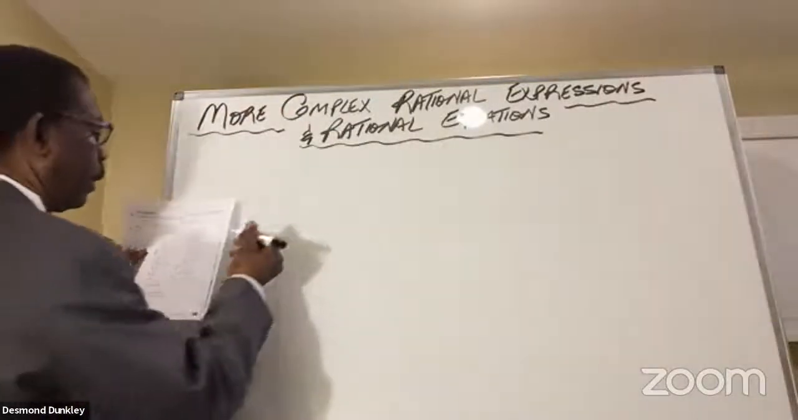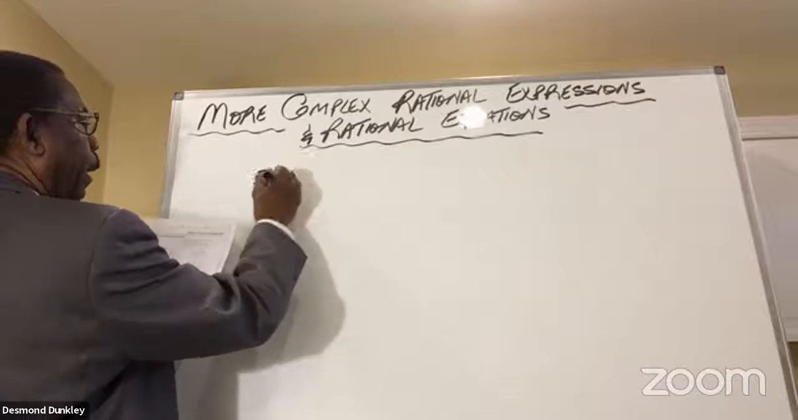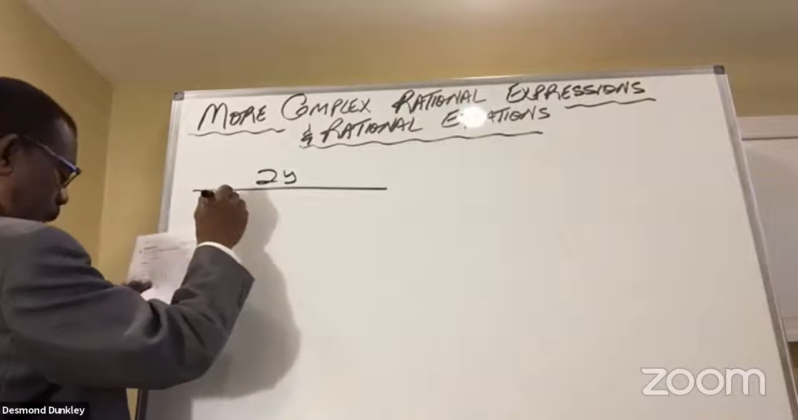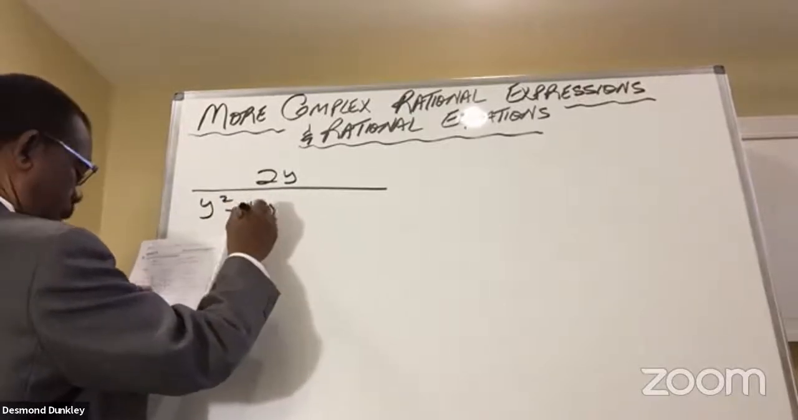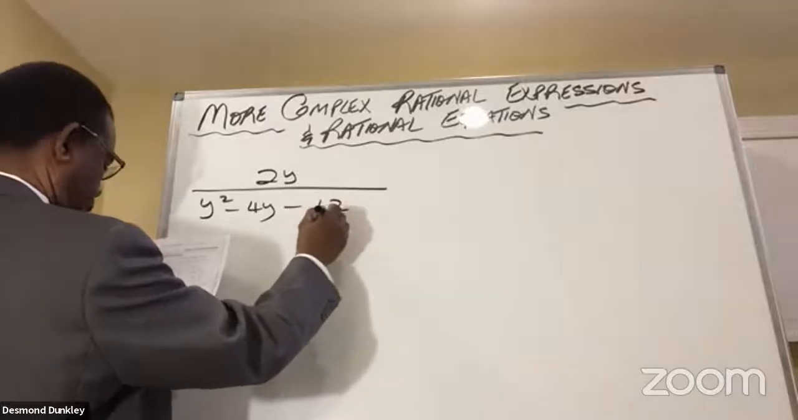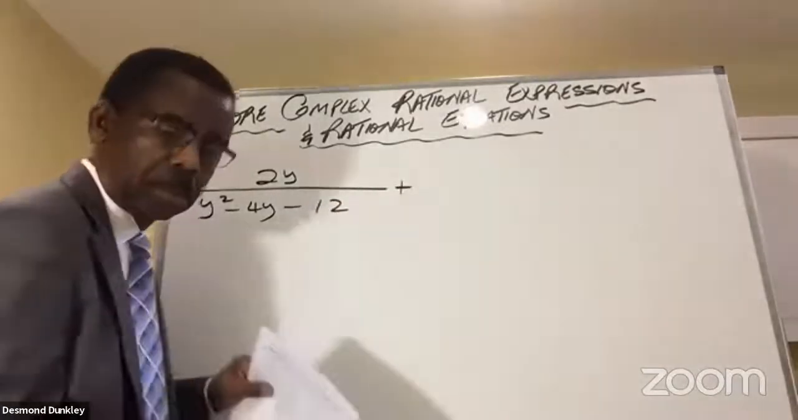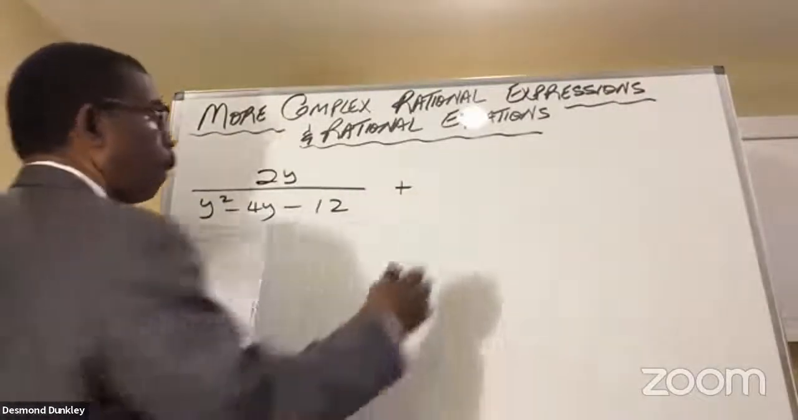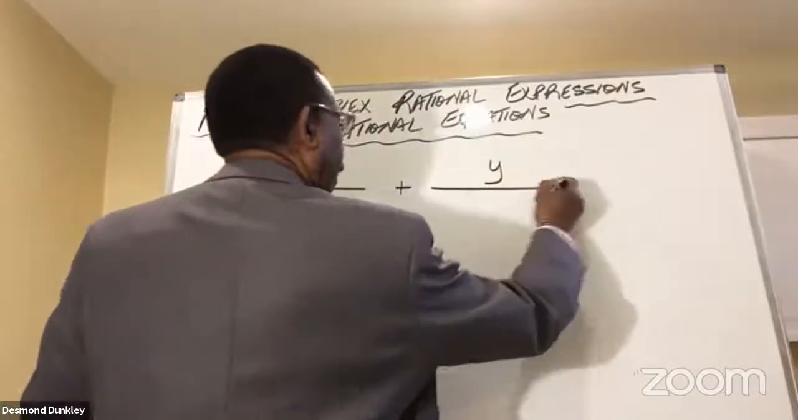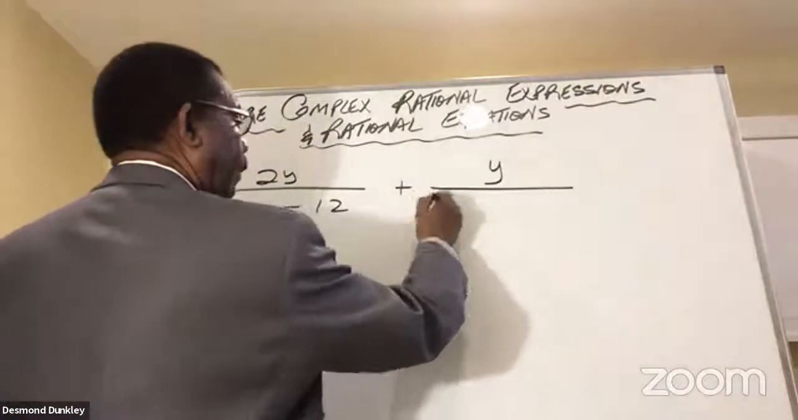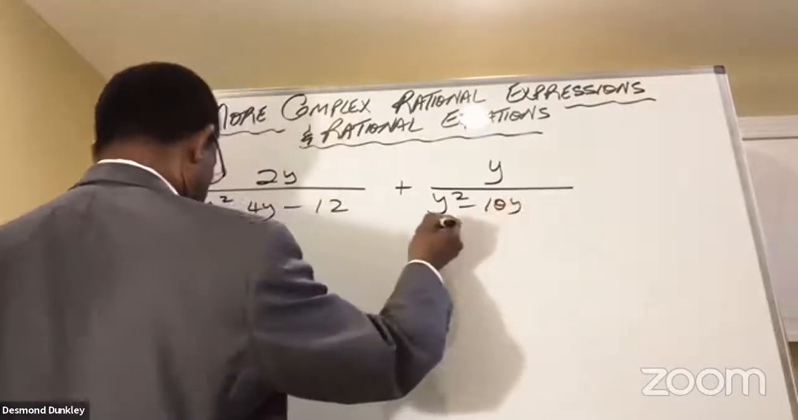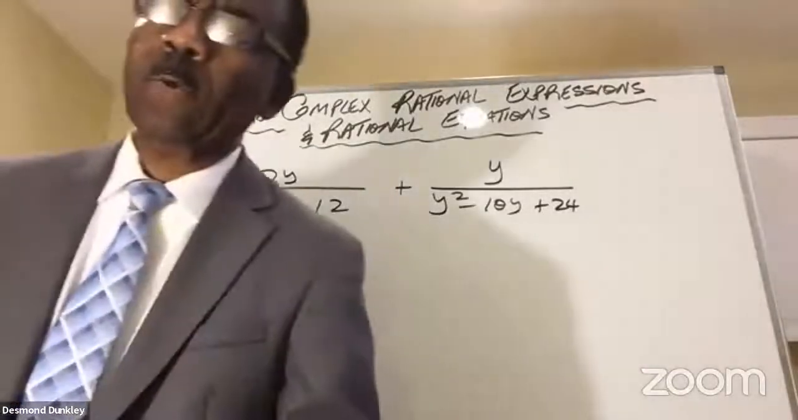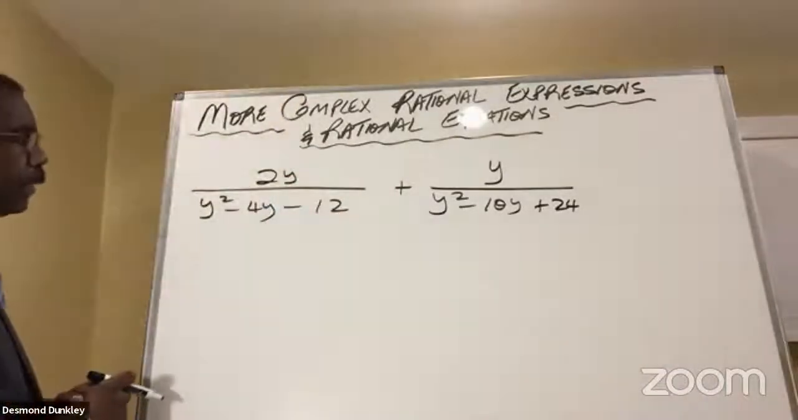Final question is 2y over y squared minus 4y minus 12, plus y over y squared minus 10y plus 24. So this is our final question in this section, and we'll see what happens here.